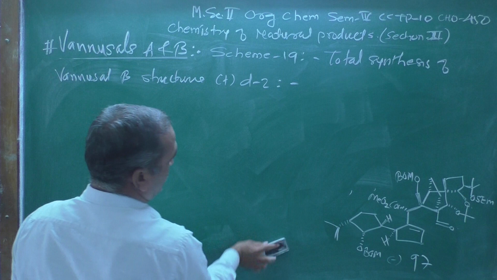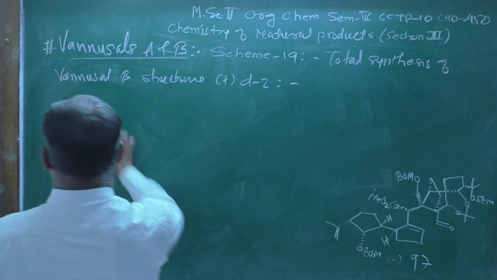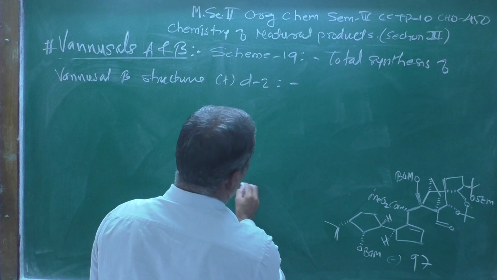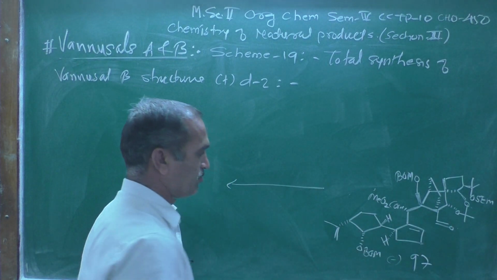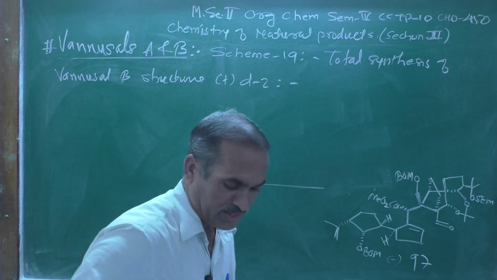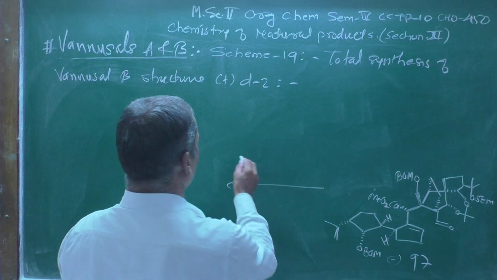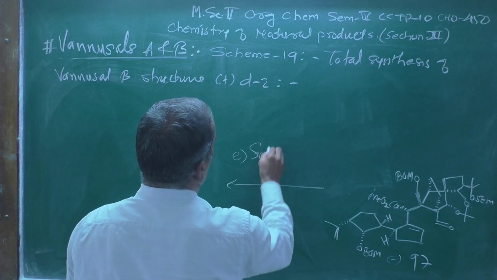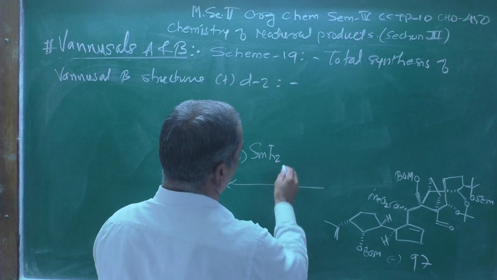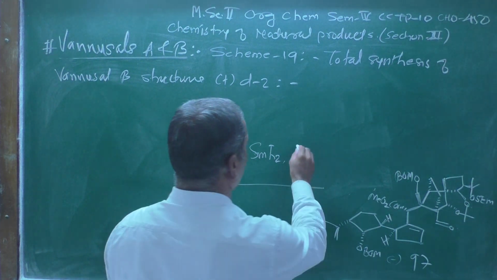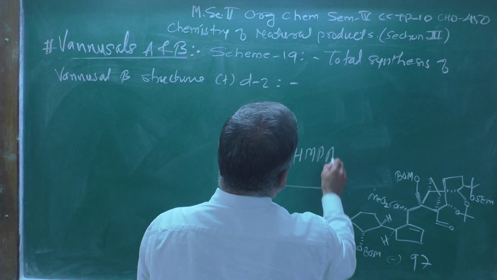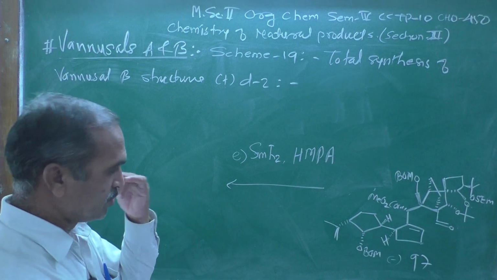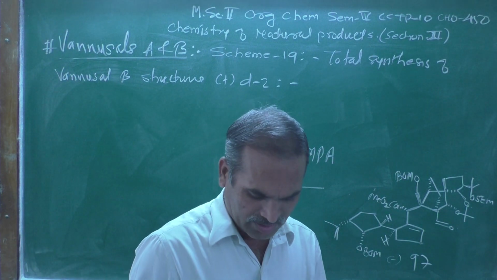Now you can keep your continuity here to understand. Here I am showing this arrow like this. I am adding the reagent over structure number 97, which is a very important one: SmI2, samarium diiodide, and the additive used is HMPA, that is hexamethylphosphoramide, which is used here for the cyclization.